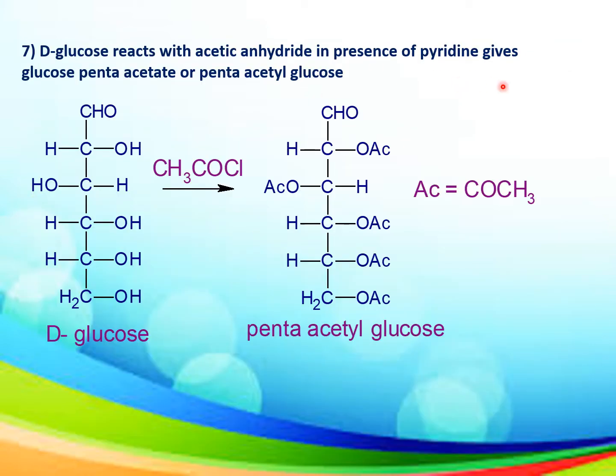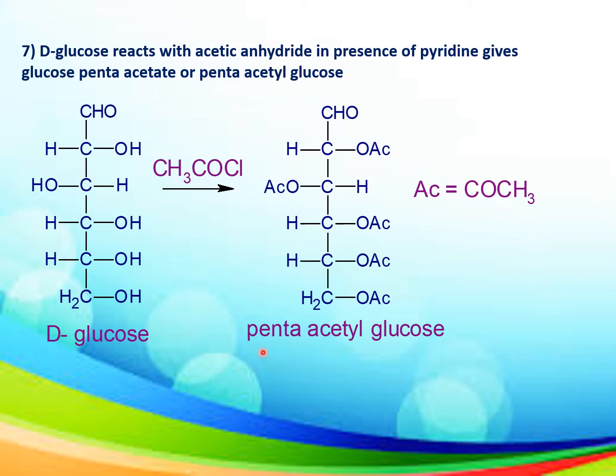D-glucose reacts with acetic anhydride in presence of pyridine. You will get D-glucose pentaacetate or pentaacetyl glucose, both are the same. D-glucose reacts with acetyl chloride, CH3COCl. This chlorine atom and the hydrogen atom present at the hydroxyl group will combine with each other and eliminate as HCl. Here, which group will be added? OCOCH3 can be added in all 5 positions, 1, 2, 3, 4 and 5. So we have simply written it as OAc at 5 positions. Ac is equal to COCH3.